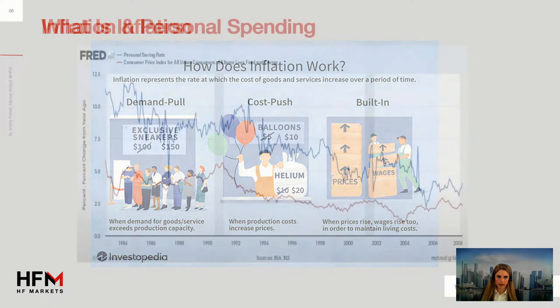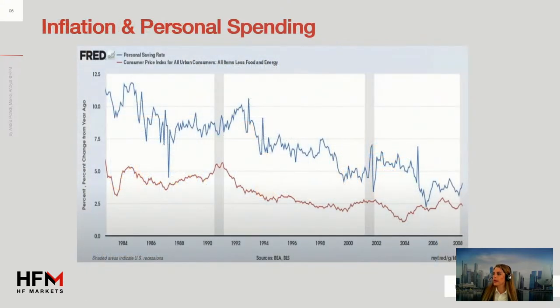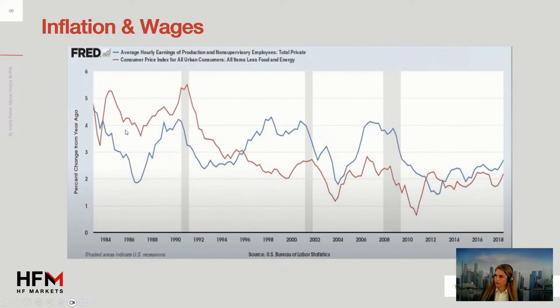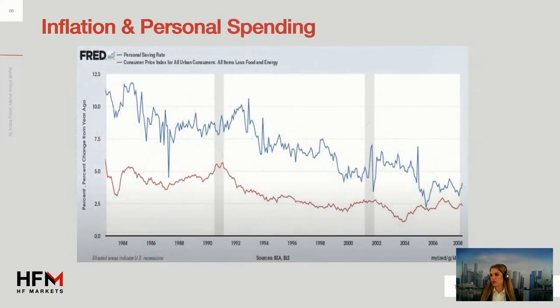And here I have an old example, but you can clearly see the impact. Actually, let's start with, you see how inflation is correlated with the average hourly earnings, the wages. So the lower the inflation, the lower the wages. The higher the inflation, the higher the wages. And so on and so forth. And on the previous slide, I have the personal savings in correlation with the inflation once again.